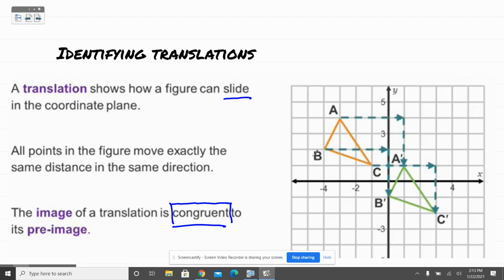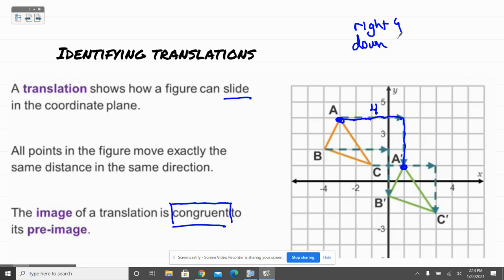So in this example, A, B, C is the old guy, and I know that because there's no prime marks. A prime, B prime, C prime is the new guy. So remember, A goes to the new A. So what did we do here? We went to the right 1, 2, 3, 4. So we went to the right 4, and then we went down 1, 2, 3.